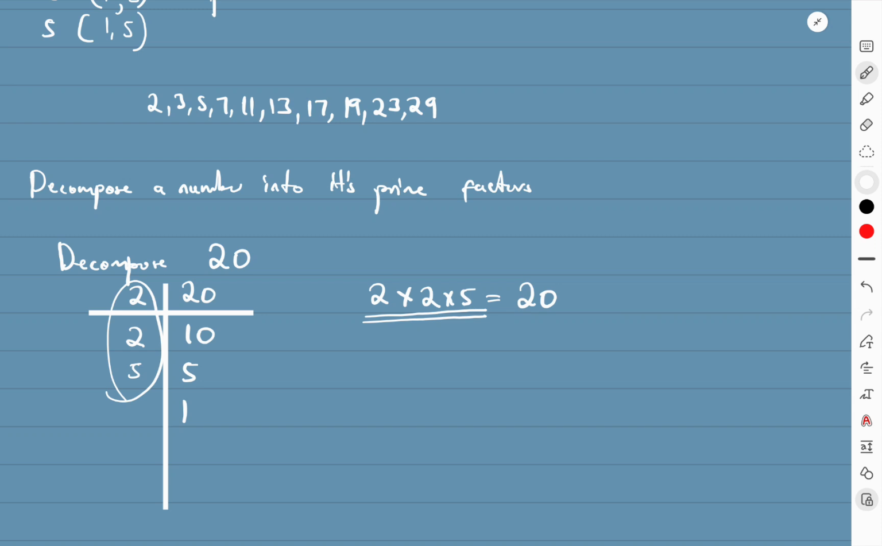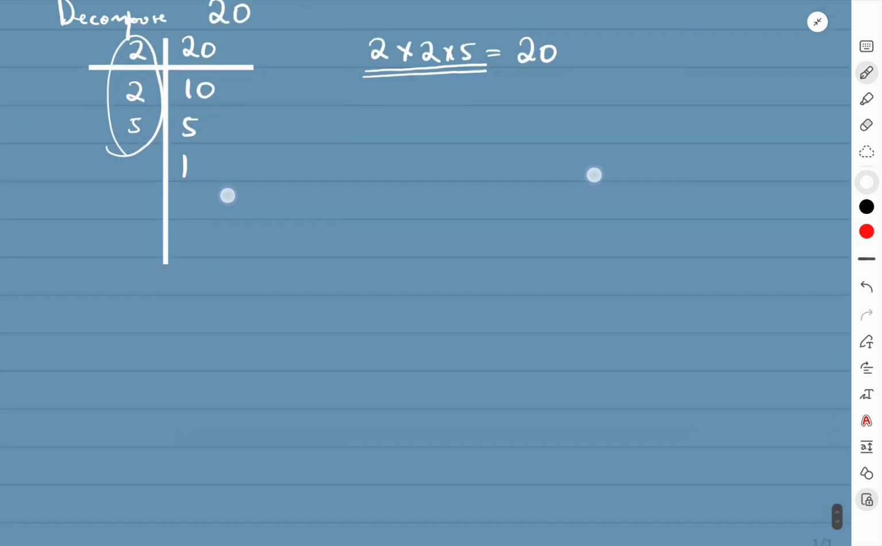So when they say decompose 20 into its prime numbers, it means rewrite that particular number. For this particular case, it was a 20. Rewrite 20 in terms of its prime numbers. Now let us decompose another number. Let us decompose 18 into its prime factors, right? Decompose 18 into its prime factors.